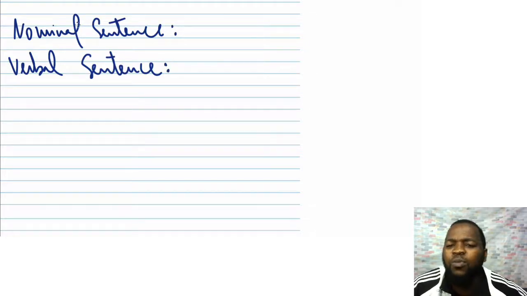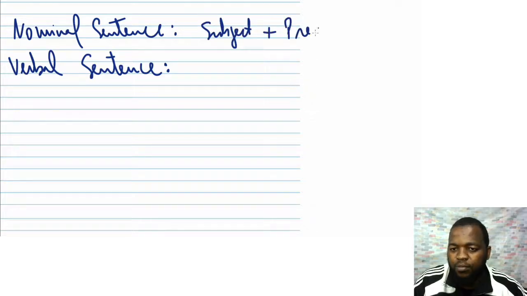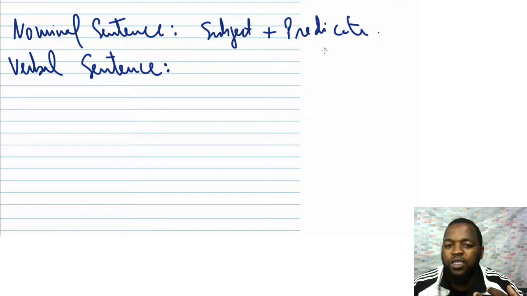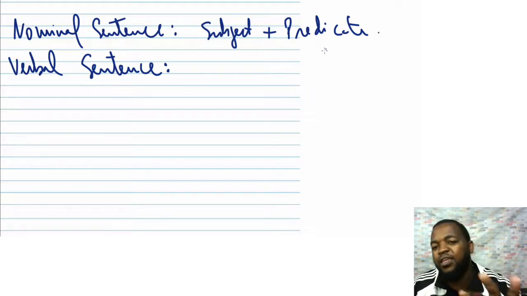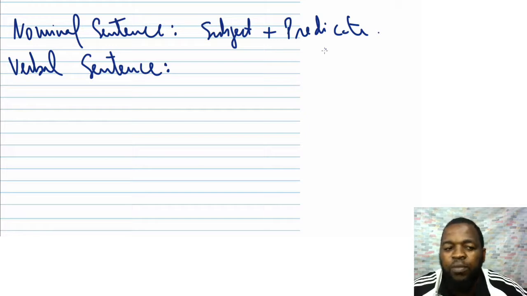When we have a nominal sentence, what are we looking for in a nominal sentence? We are looking for two aspects. We are looking for the subject plus predicate. So when we have a nominal sentence, it means that we have to identify first what is the subject, then what is the predicate. Everything else is secondary. All right.